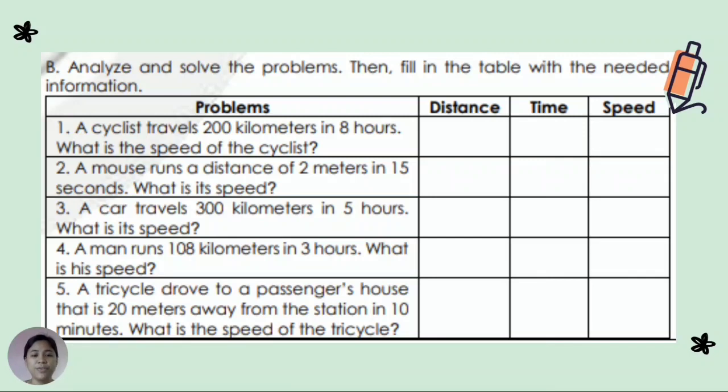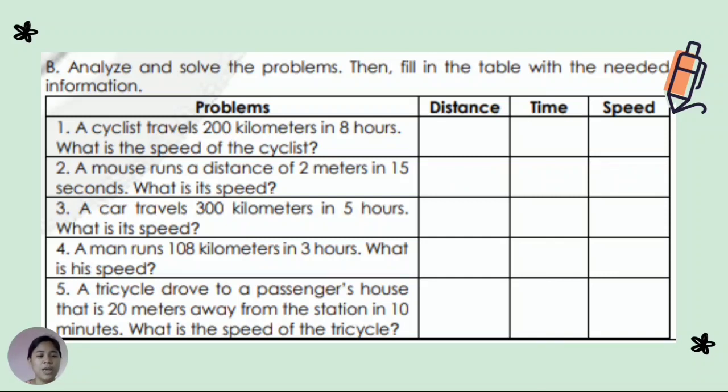Analyze and solve the problems, then fill in the table with the needed information. Problems. Number 1, a cyclist travels 200 kilometers in 8 hours. What is the speed of the cyclist? Number 2, a mouse runs a distance of 2 meters in 15 seconds. What is its speed? Number 3, a car travels 300 kilometers in 5 hours. What is its speed?